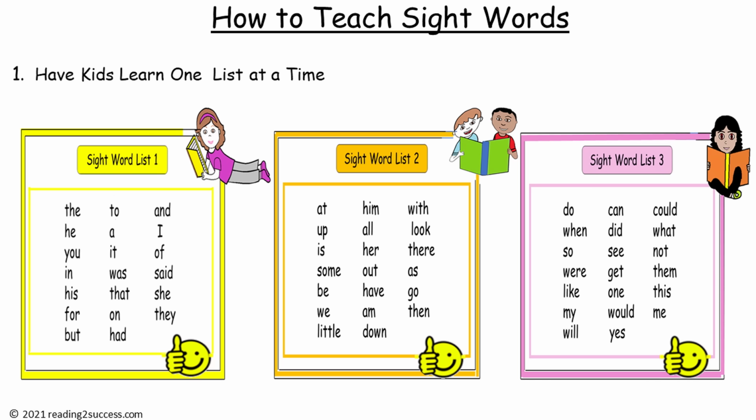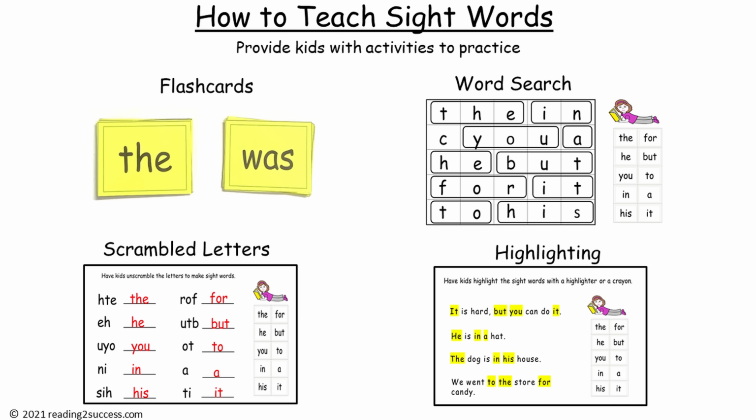We are going to begin with sight word list 1. In this video, we are going to teach all of the sight word lists with 4 activities: flashcards, word search, scrambled letters, and highlighting.